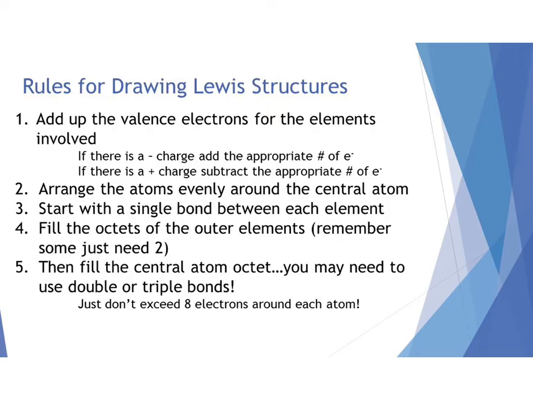You're going to arrange the atoms evenly around the central atom. You're going to begin with single bonds between each element, and remember, each bond represents 2 electrons that are being shared. Then you are going to fill the octets of the outer elements, and remember, some just need 2 electrons, like hydrogen. And then you're going to fill the octet of the central atom. You may need to use double or triple bonds, just never exceed 8 electrons around an atom. I think it's best to look at some examples.